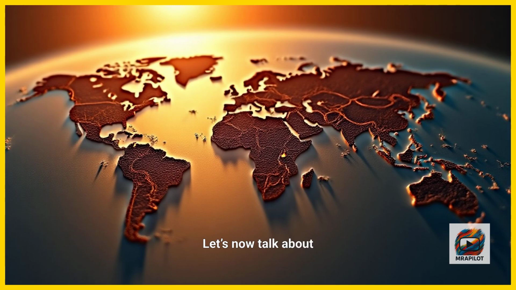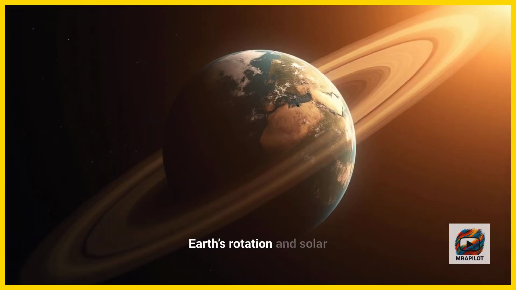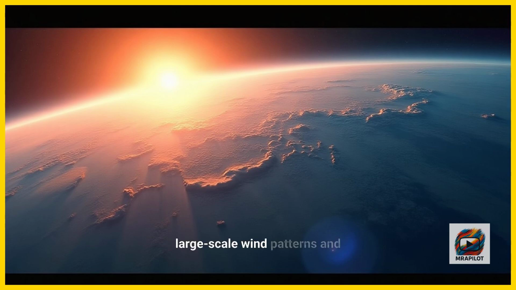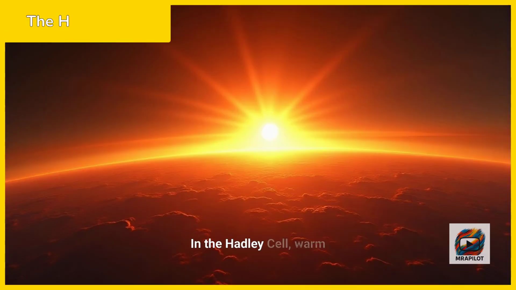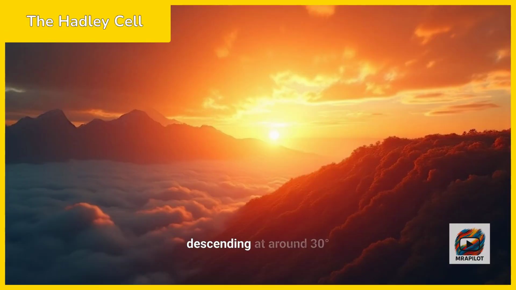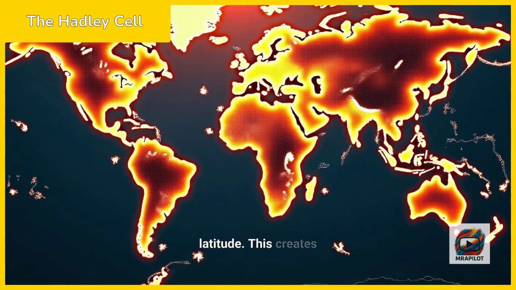Let's now talk about global wind circulation. Earth's rotation and solar heating create three main cells per hemisphere: Hadley cell, Ferrel cell, Polar cell. These drive large-scale wind patterns and influence weather systems worldwide. In the Hadley cell, warm equatorial air rises and moves poleward before descending at around 30 degrees latitude. This creates the trade winds important for planning routes across tropical oceans.